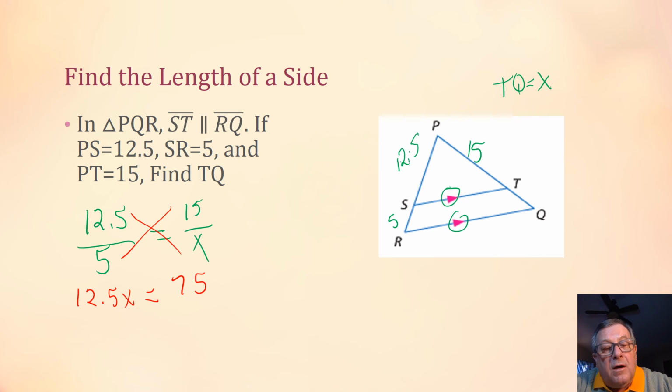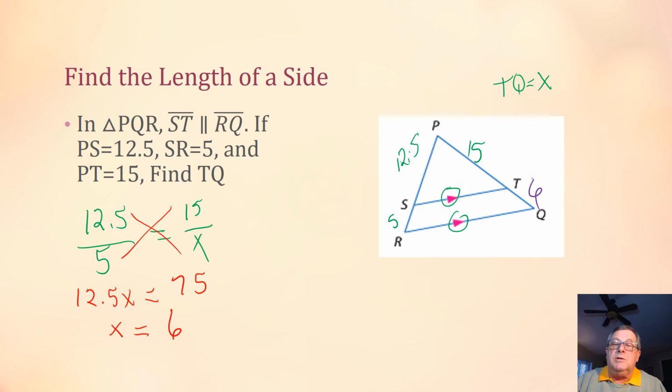And now we're going to solve for x by dividing both sides by 12.5. And I think that's going to be 6, because 12 times 6 is 72. That's right, I think it's 12.5. Let's see, 75 divided by 12.5. And yes, x is in fact equal to 6.